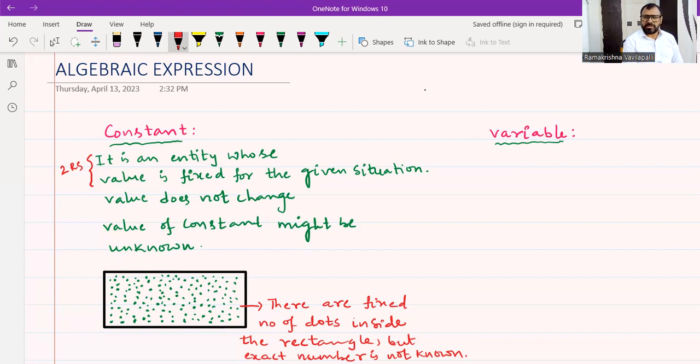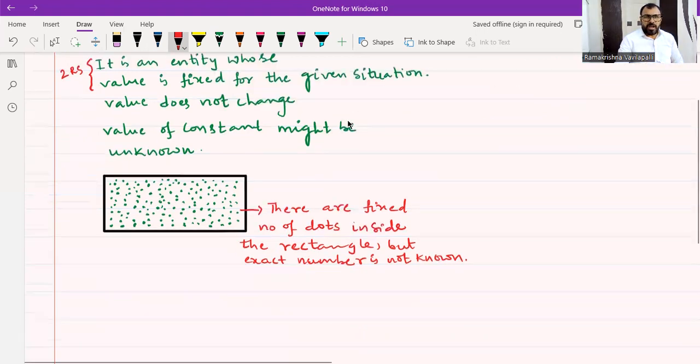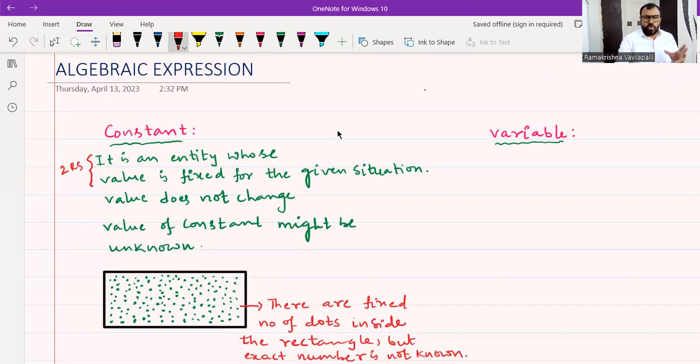And the value does not change. The value of a constant might be unknown. For example, you see here, I have taken a rectangle and I have taken a fixed number of dots. There are a fixed number of dots inside the rectangle, but the exact number is not known. Still, in the rectangular box, there are a constant number of dots. So those whose value is not known will be denoted by some letters like A, B, C, etc.